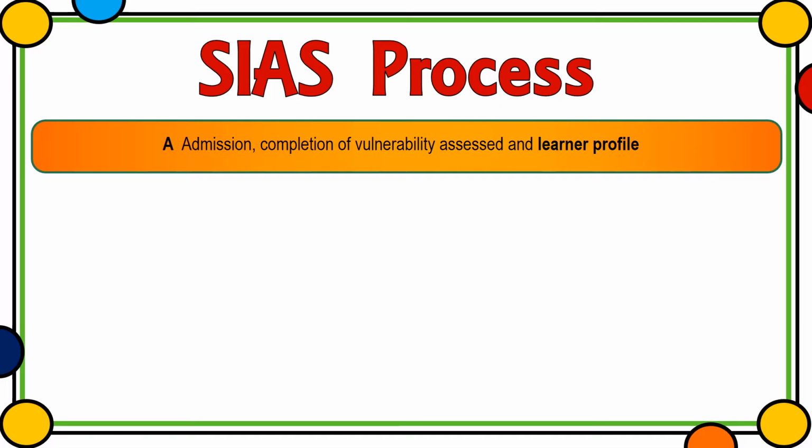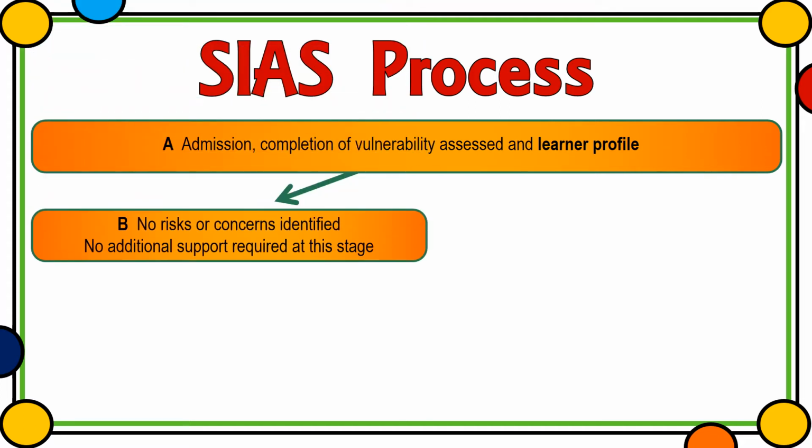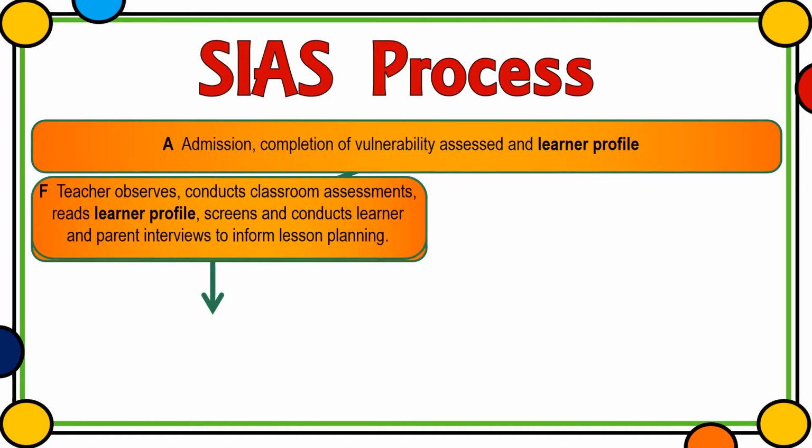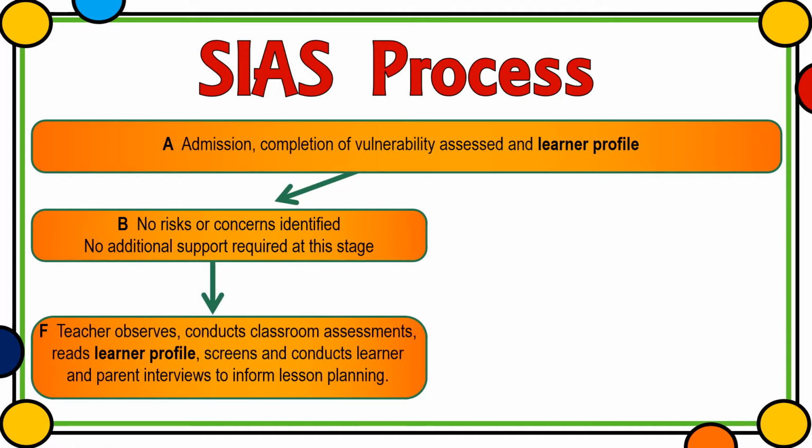The SIAS process. After admission, the completion of vulnerability assessment, as well as the completion of a learner profile, the teacher may come to the conclusion that the learner does not need any additional support. This, however, does not mean that the teacher will stop observing, conducting classroom assessments, or will stop reading and adding to the learner profile. The teacher will not stop screening or conducting learner and parent interviews.